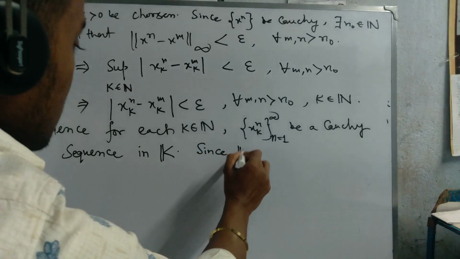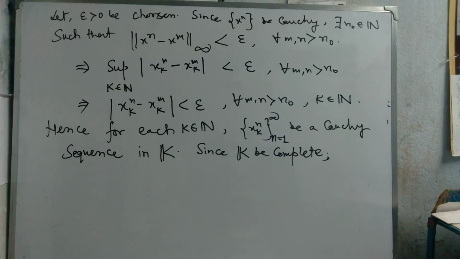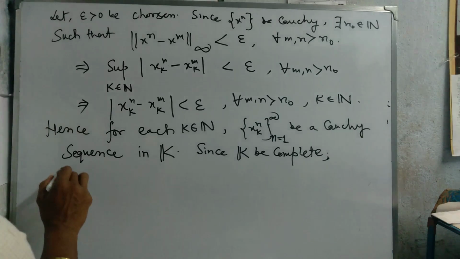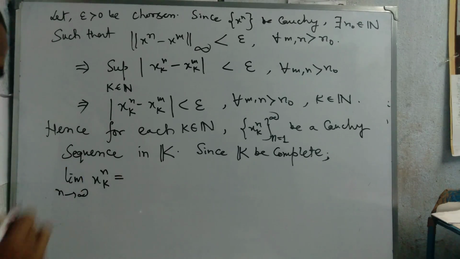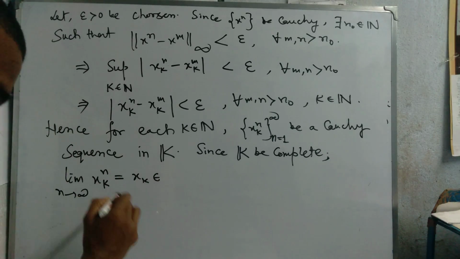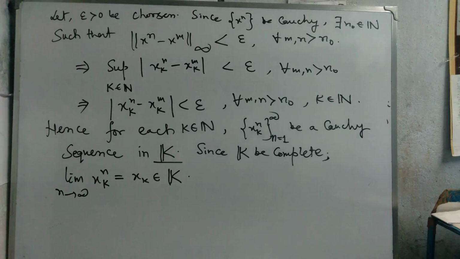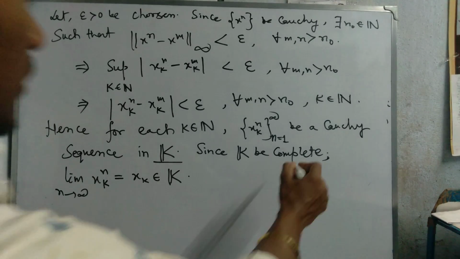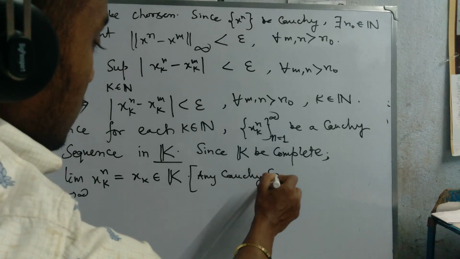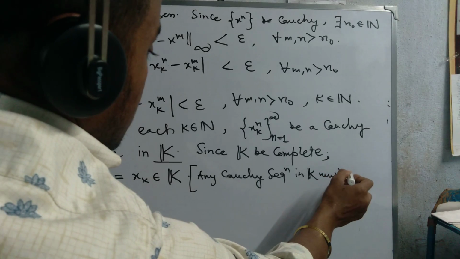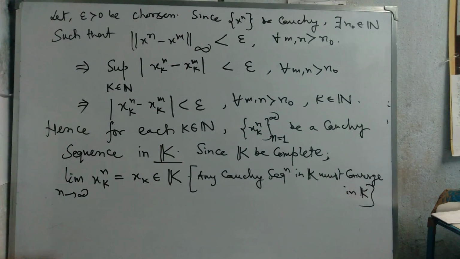What do we know about that? Since any field we consider is complete, we know about that. So what happens? Completeness means the limit as n tends to infinity of xk^n obviously converges, and converges to xk, which belongs to K, because K is complete. Understand or not? I think understand. So we define it this way: K is complete, so any Cauchy sequence in K must converge in K. Not a problem at all.